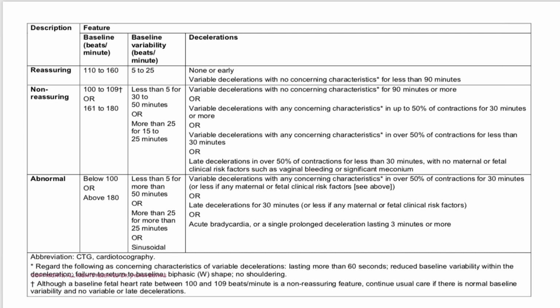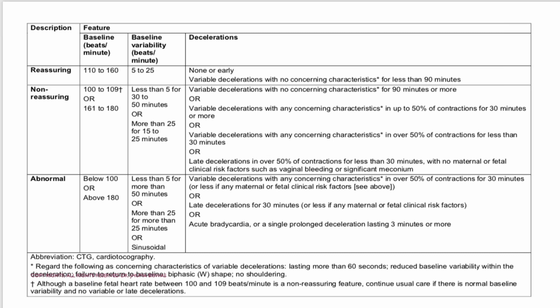But if you see that it's coming up to 50% of the contractions, that means not that frequent enough. For 30 minutes or more you can wait. So this is non-reassuring. Abnormal is, as I mentioned, if you see there's a repeated variable deceleration with concerning characteristic for 30 minutes or more, in that situation, obviously that is abnormal.